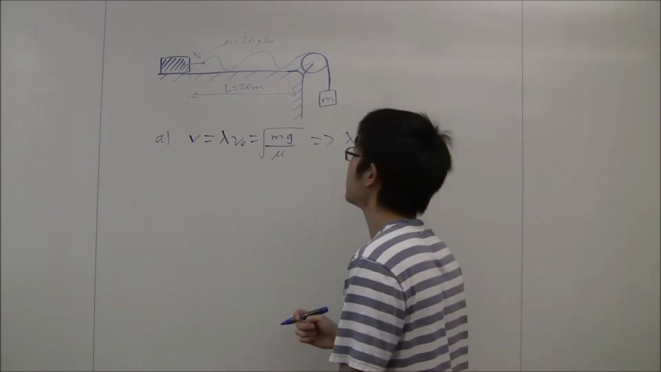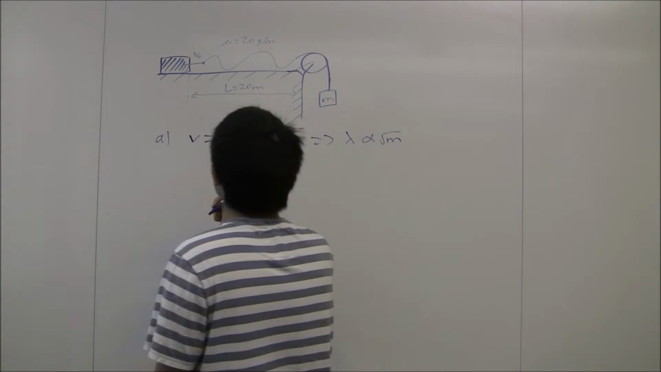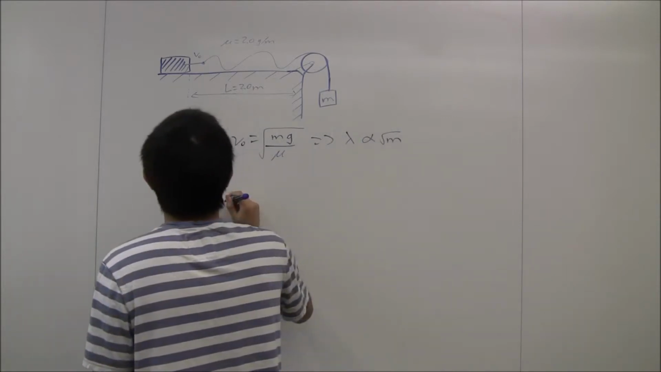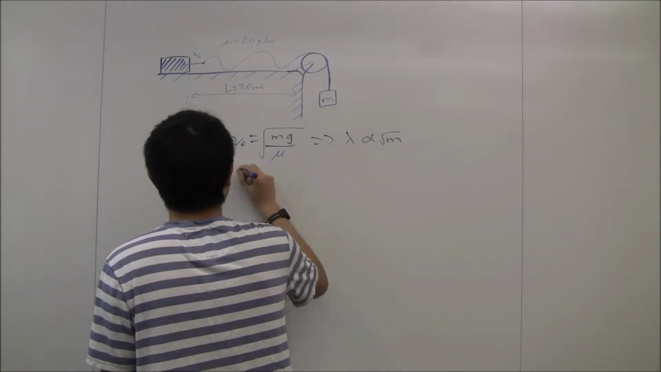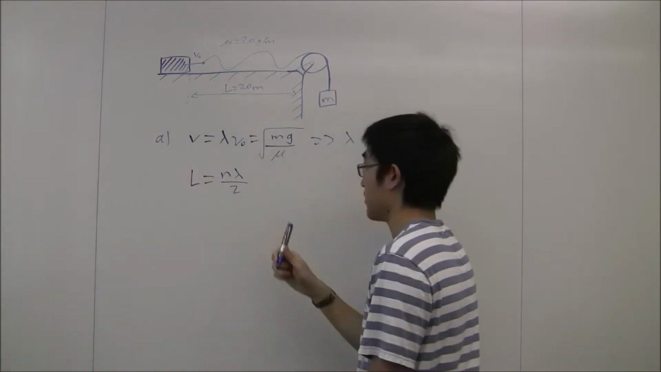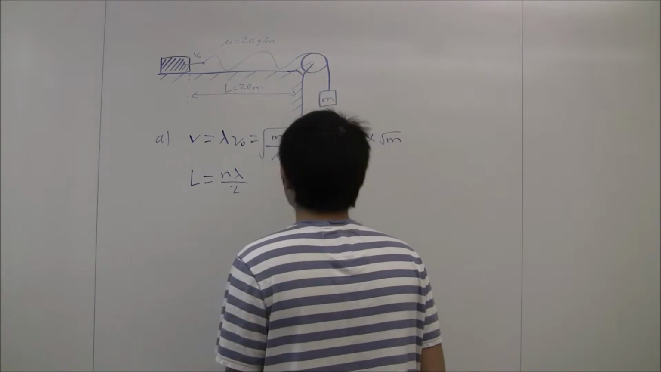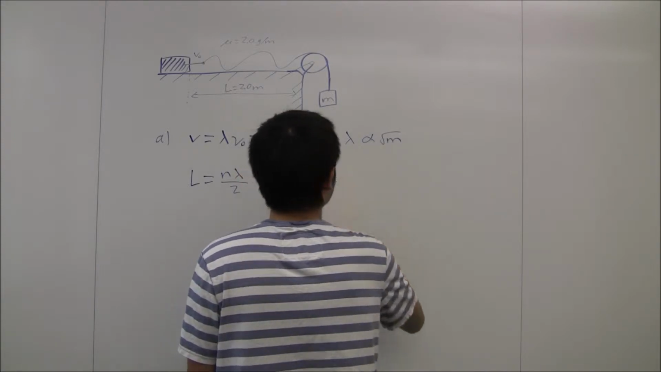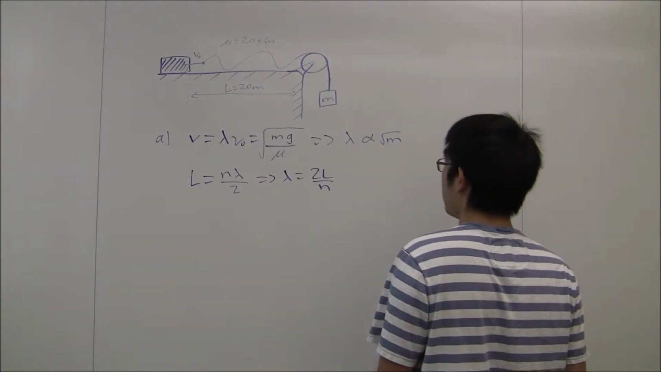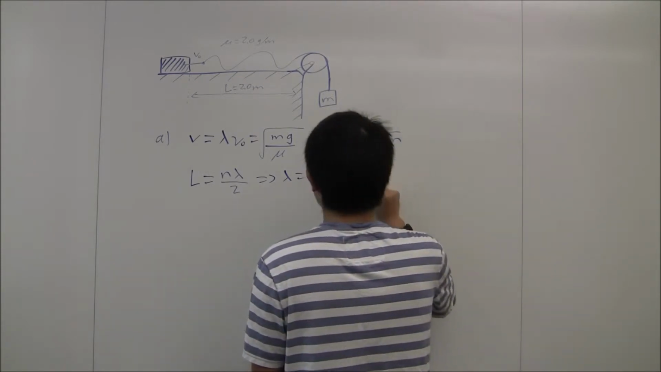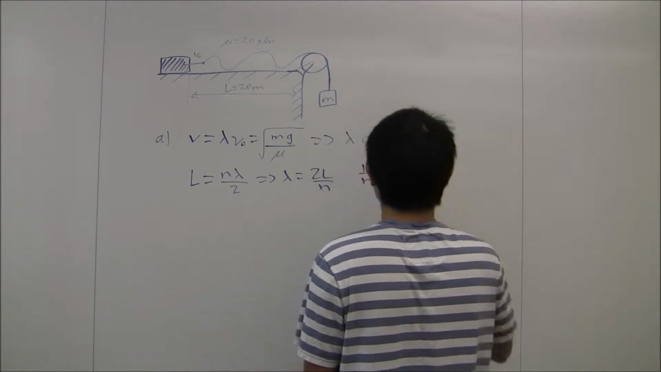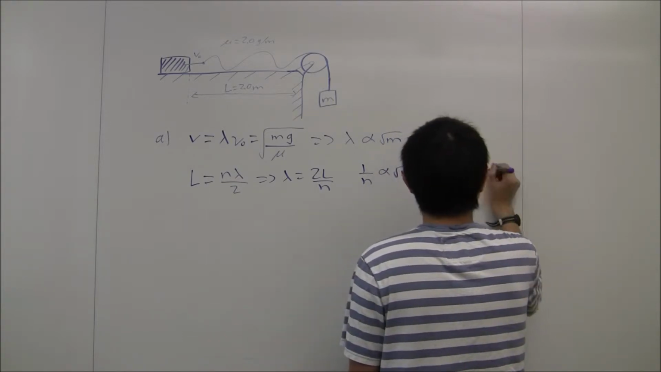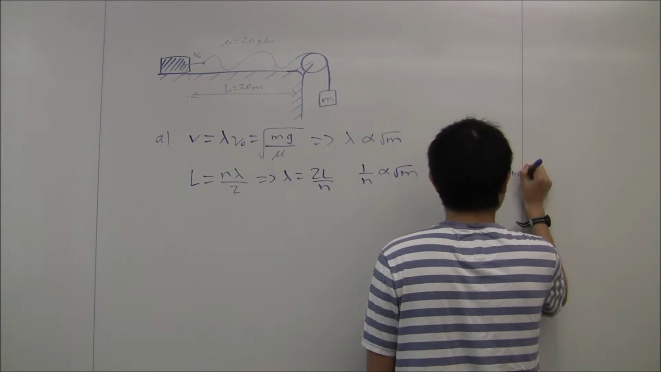Now, in order for standing waves to appear, an integral number of half wavelengths must fit between the vibrator and the pulley, which means that our equation for standing waves to appear is big L equal to n times lambda over 2, where n is a positive integer. So this means that lambda is 2 times big L over n, which is proportional to the square root of m. And since big L is constant, this means that 1 over n is proportional to the square root of m. So what this tells us is that n times the square root of m is equal to a constant.